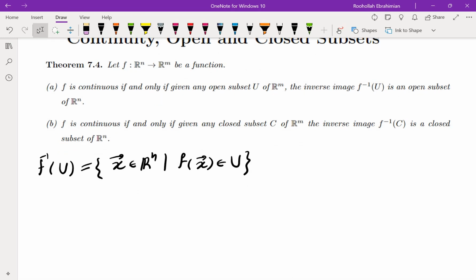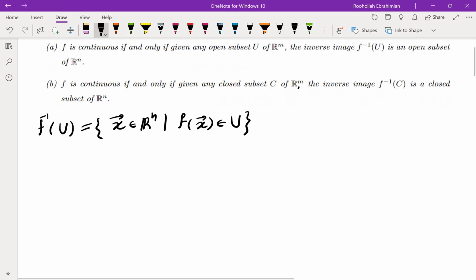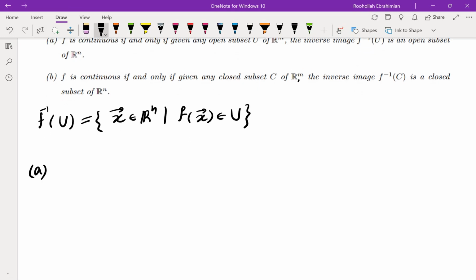Same thing is also true for closed subsets. So f is continuous if and only if given any closed subset C of Rm, the inverse image f inverse of C is a closed subset of Rn. Okay, so let's prove this one.